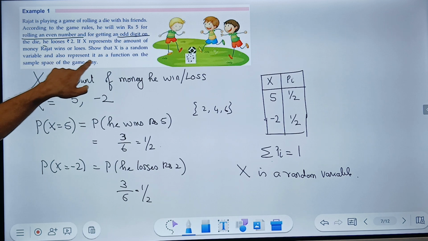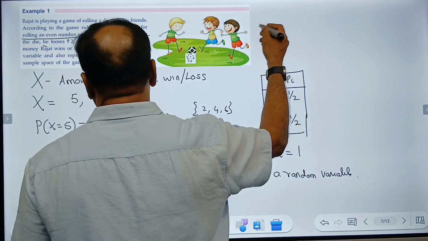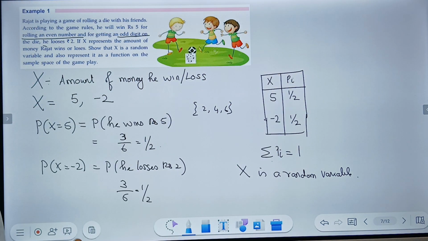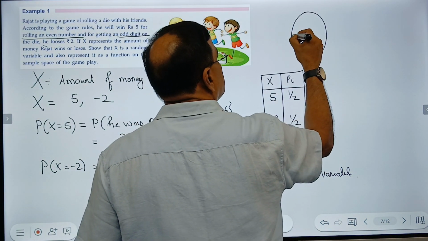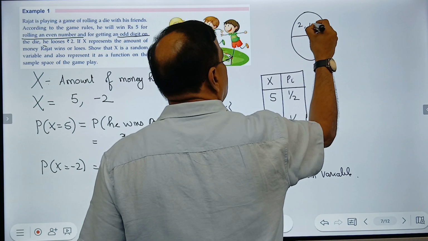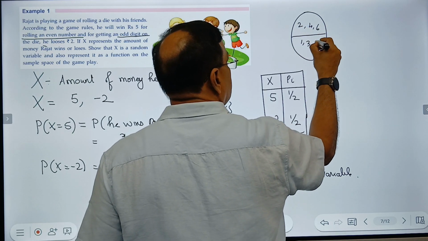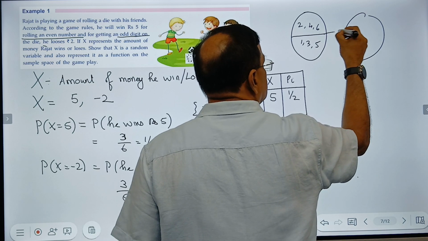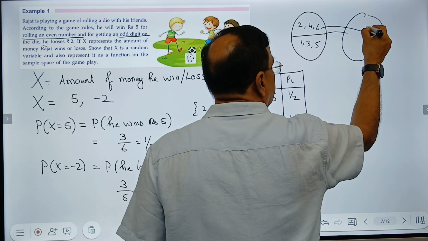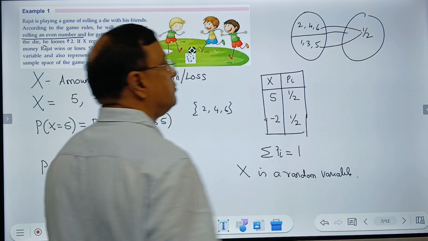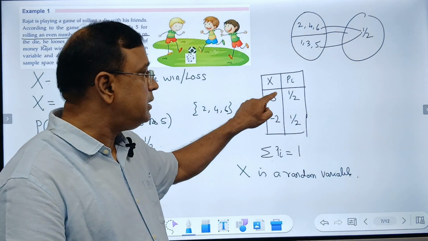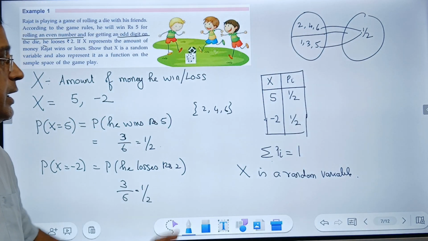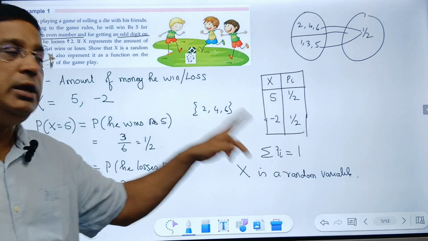Okay. Also represented as a function on the sample space of the game. That's what I've written here. So, if you see, it will exhaust the sample space, right? You can just put it like you see. This is like 2, 4, 6. This is 1, 3, 5, and it's a function. This will go to 1/2, and this will also go to 1/2. Okay, and this is very, very clear. This table is called a probability distribution table. How did I verify that x is a random variable? Total probability should be 1.